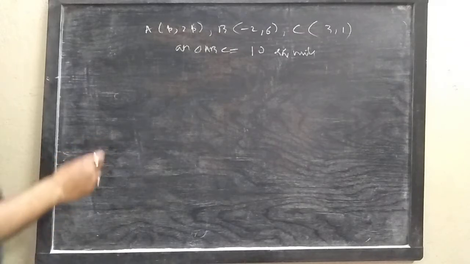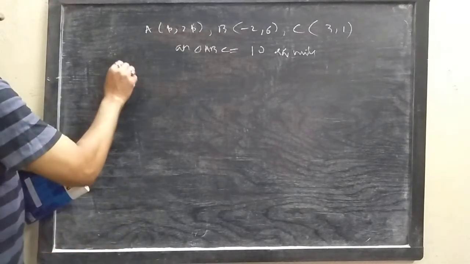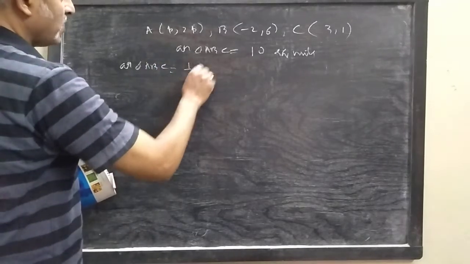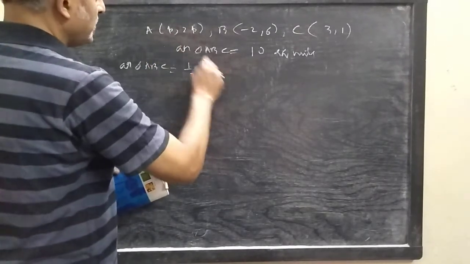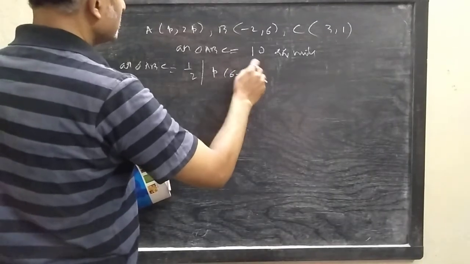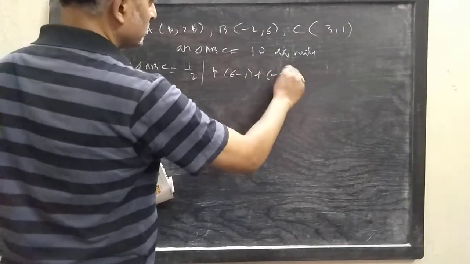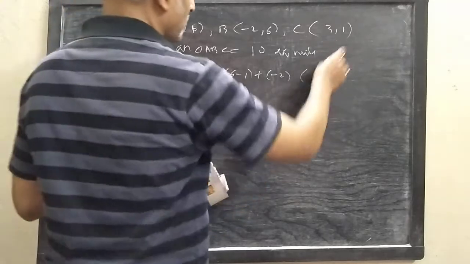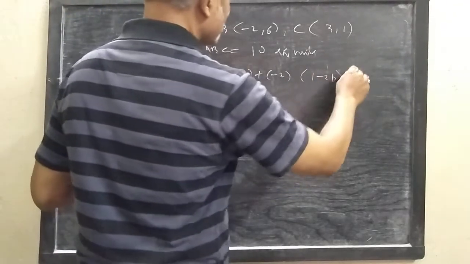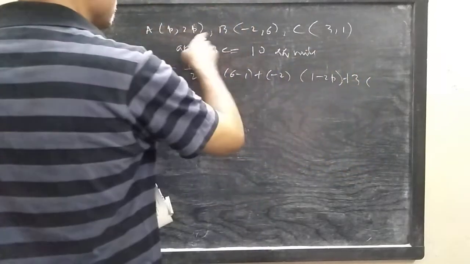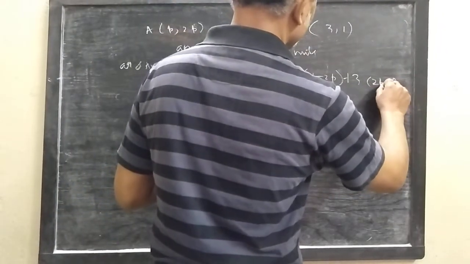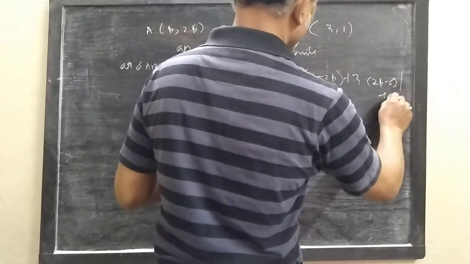So first, let us find the area of triangle ABC. Area of triangle ABC will be half mod x1 is 2, x1 into y2 minus y3, plus x2, x2 is minus 2, x2 into y3 minus y1, y3 is 1 minus y1, that is 2p, plus x3, x3 into y1 minus y2, 2p minus 6, mod closed, square units.